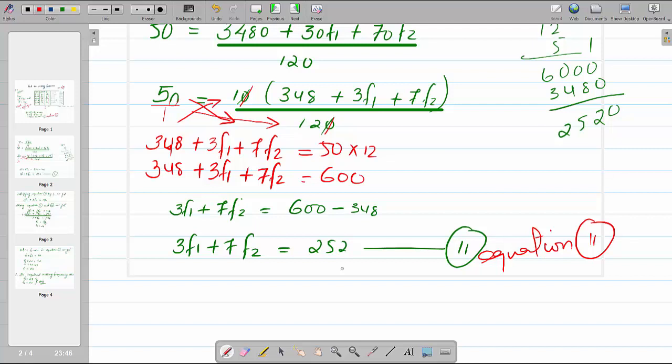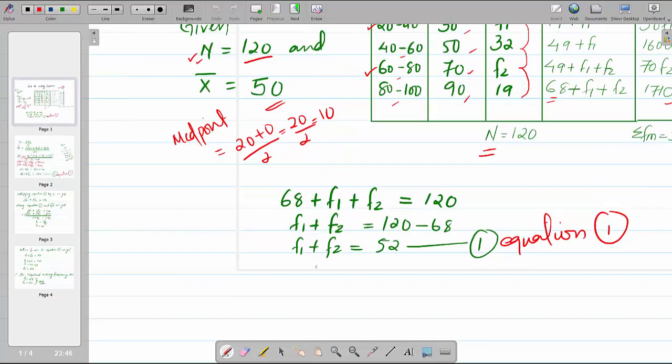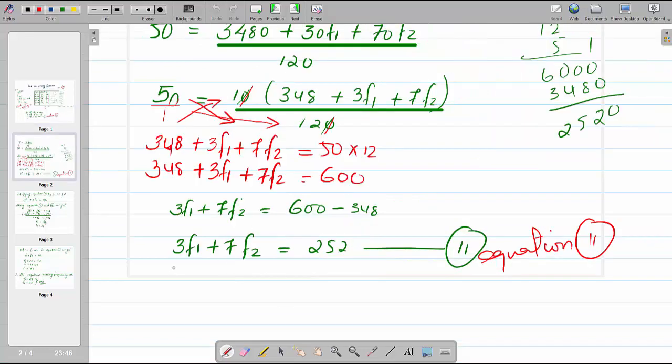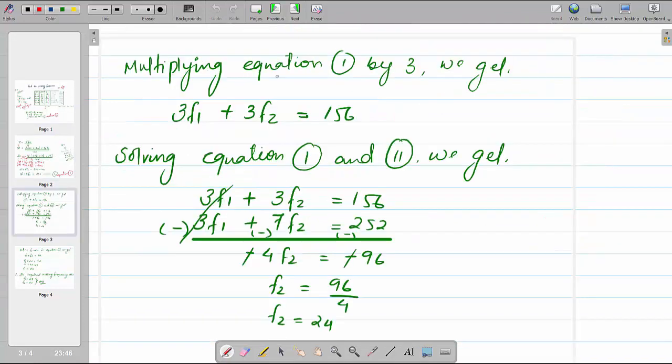Now, you remember in f1, in f1 you just have f1 plus f2, right? But in equation 2, you have 3f1. So what we can do now is multiply equation 1 by 3 in order to make it look similar, so that we can subtract it, right? So multiplying equation 1 by 3, here I'm just going to write it down for you.